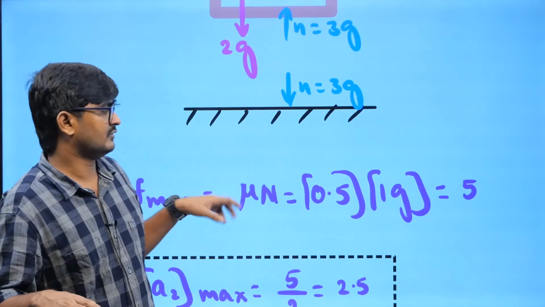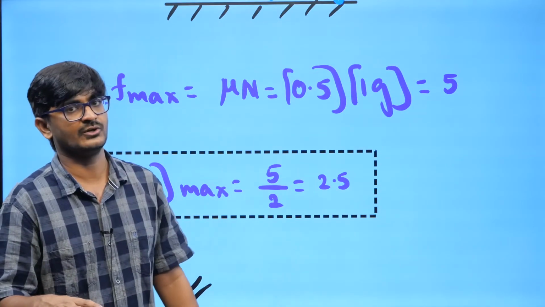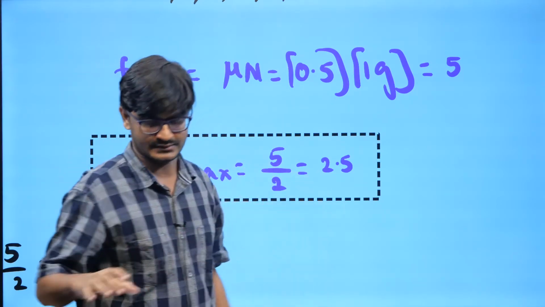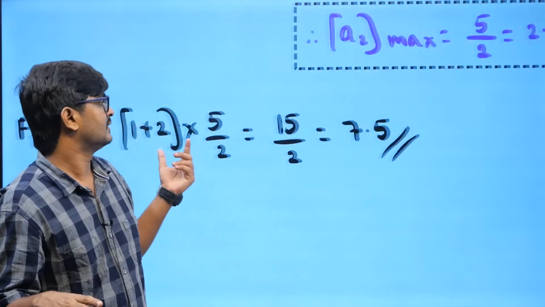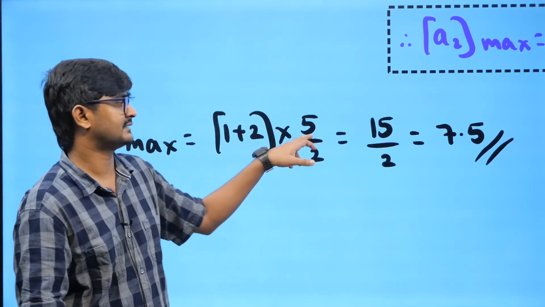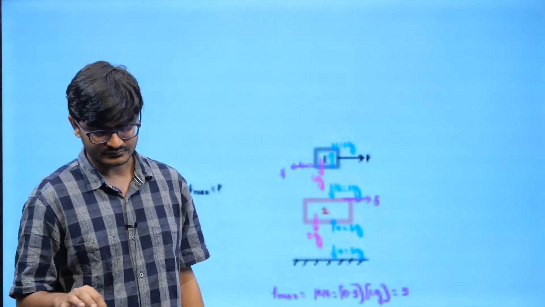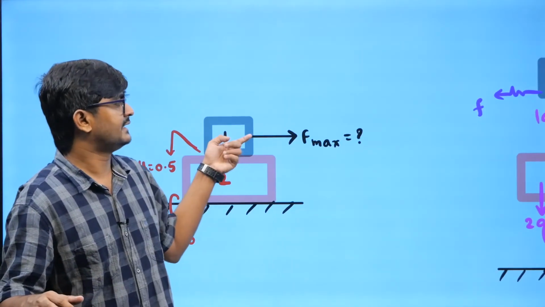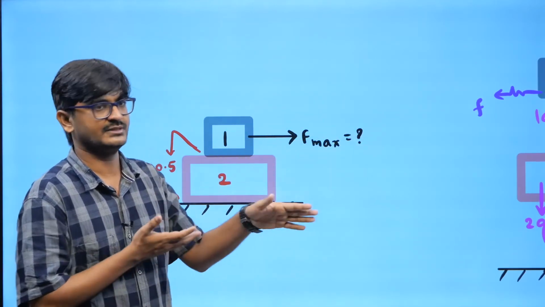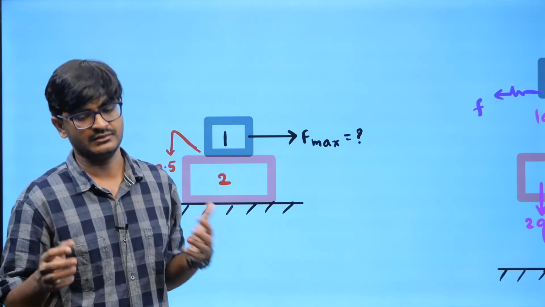Now I need to figure out what is the maximum acceleration of 2 kg. Maximum friction on 2 kg is 5, so maximum acceleration of 2 kg is going to be 2.5. The meaning is, till acceleration of 2.5, they can move together. So if they are moving together, I can treat it like a 3 kg block with acceleration 2.5, so I can apply a force of 7.5. In this particular case, till I apply a force 7.5, they can move together. If I apply more than 7.5, there will be slipping, where 2 kg's acceleration will be 2.5, and 1 kg's acceleration will be more than 2.5.